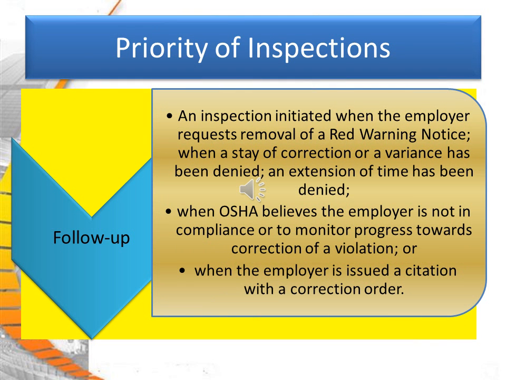An inspection may be initiated when an employer requests removal of a red warning notice, when a stay of correction or variance has been denied, or an extension of time has been denied, when OSHA believes an employer is not in compliance, or to monitor progress towards correction of a violation, or when the employer is issued a citation with a correction order.